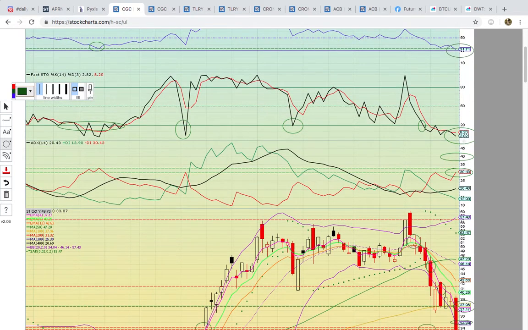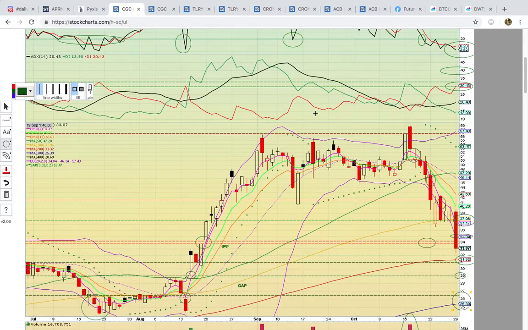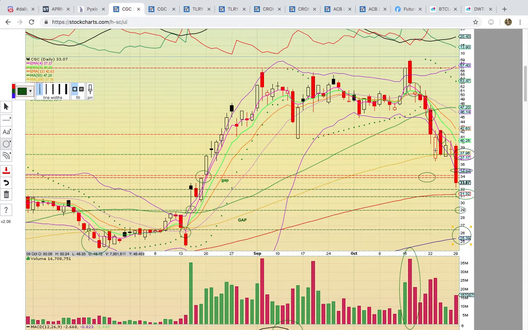At 2.82 on Fasto, it is at extreme oversold levels. As you can see here, it normally doesn't stay below 20 for very long, so it should have a technical bounce here at some point. It's setting up. It did fill a gap here.